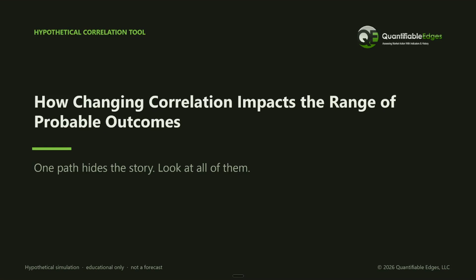Hi, this is Rob. We're going to look today at how changing correlation can impact the range of probable outcomes using the Quantifiable Edges correlation tool. So this is a little bit different than I looked at last time. It's a real neat look at things too, I think.